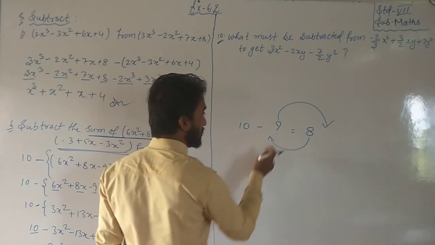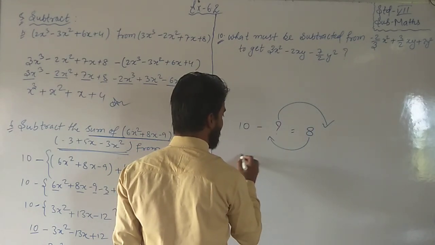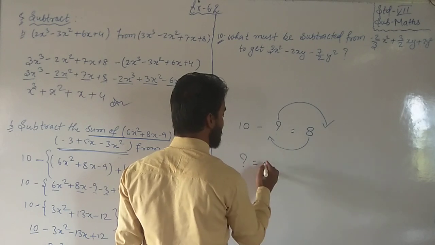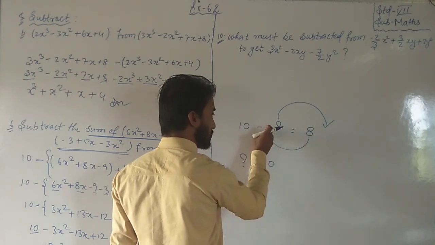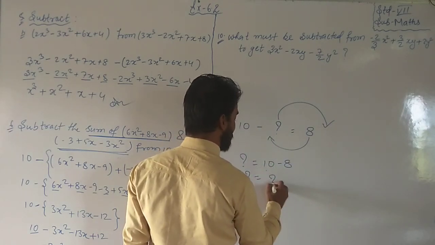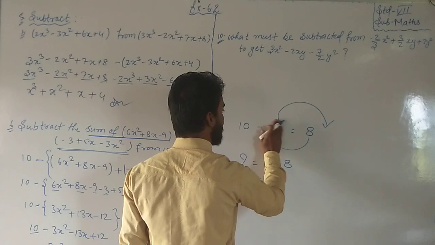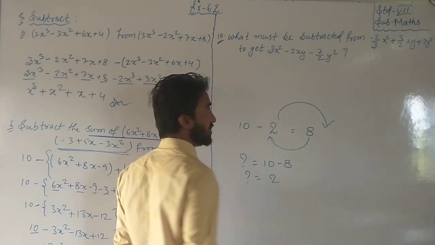Okay. What will happen? This term is negative, so when transferred it will become positive. So we will put here negative. This is given 10, and this term is positive. When this is transferred to this side, it will be negative. 10 minus 2. It means in place of the question mark we will put 2. 10 minus 2, then the result will be 8.